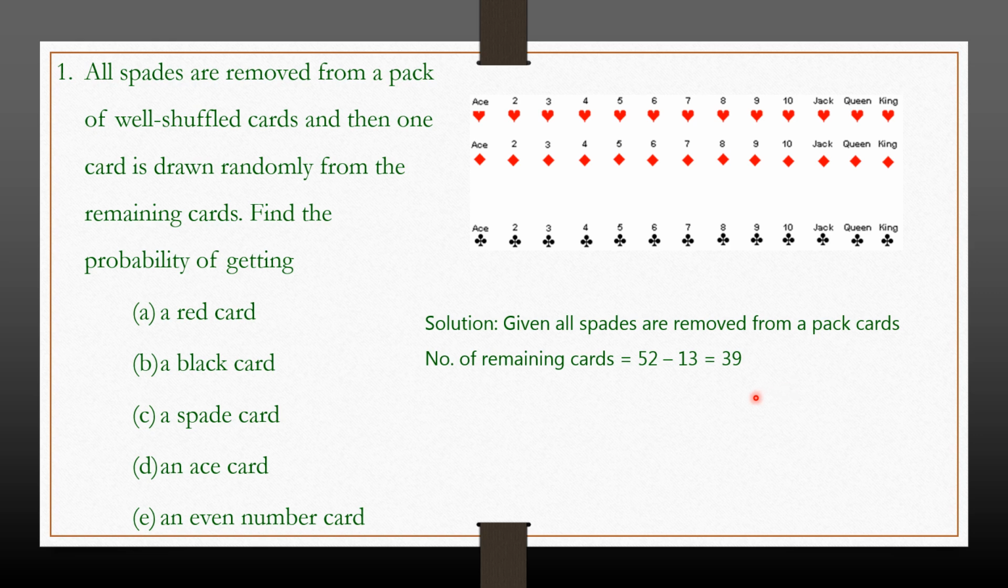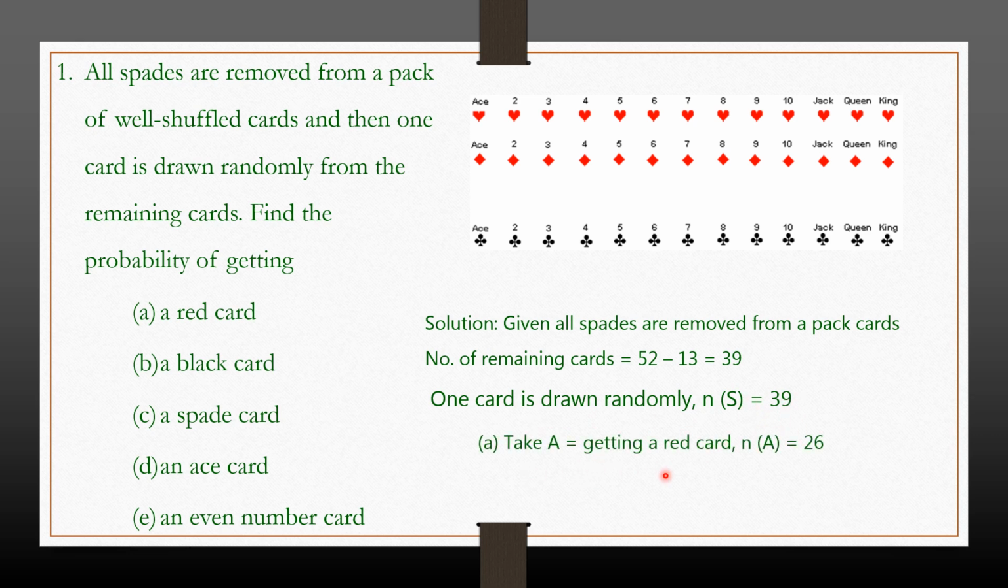Let's find the probabilities of the given events. One card is drawn, that's why n of S is 39. Take A is equal to getting a red card. You can imagine this sample space. This should be in your mind to answer the questions. Now spades are removed. The remaining cards are 39. This is our n of S. We have to find n of A. That means A is getting a red card. We have 26 red cards. That's why n of A will be 26.